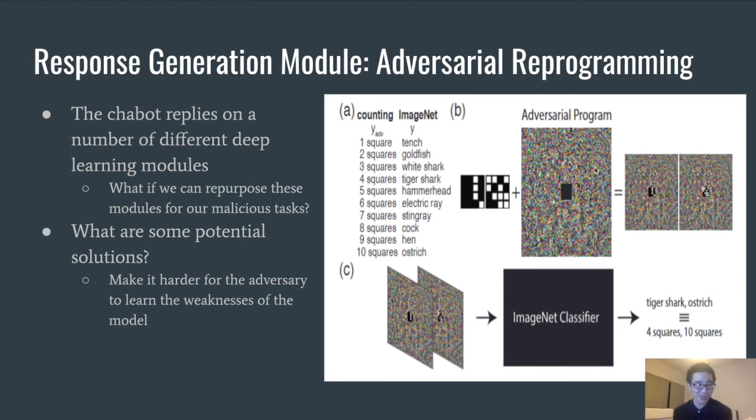What are the solutions here? Well, we can just make it harder for the adversary to learn the weaknesses of the model, because usually for these attacks, you have to query the model multiple times.